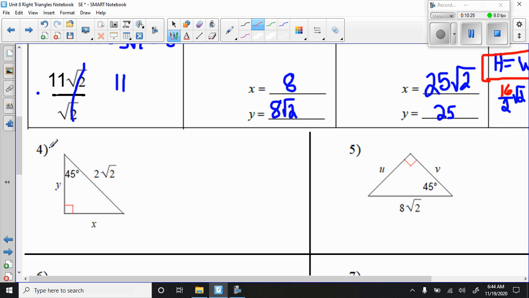All right, moving on. What if the hypo is presented and it has a radical 2 on it? The formula above says take your hypo, divide it by radical 2. Let's put 2 radical 2 in this.